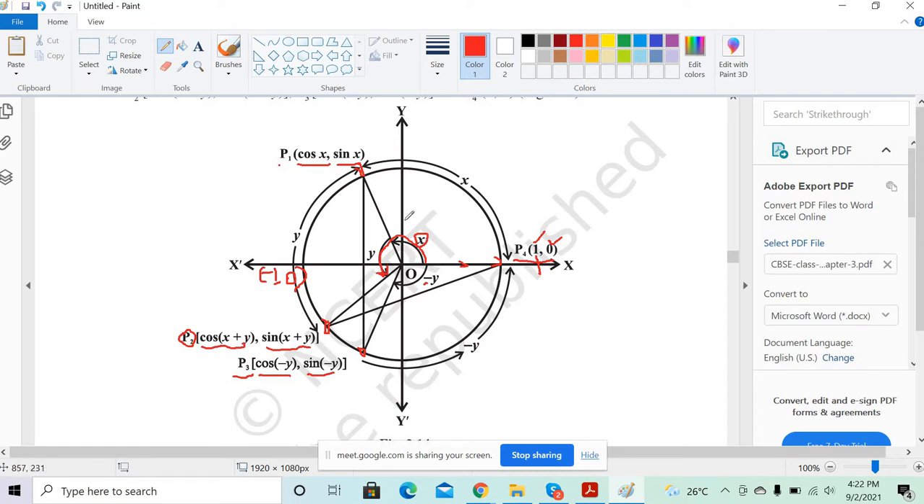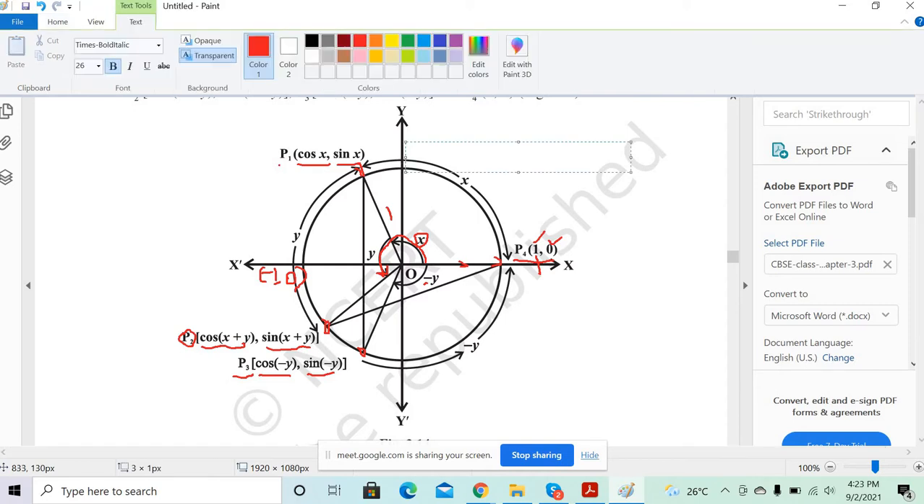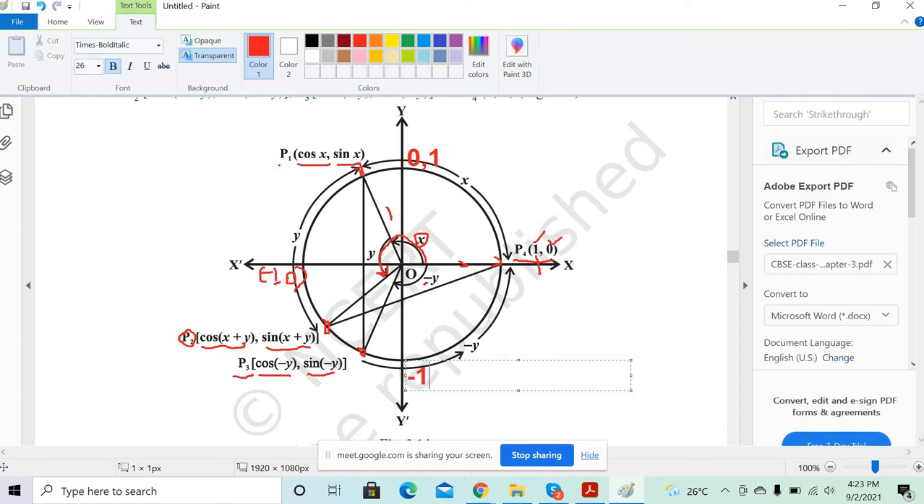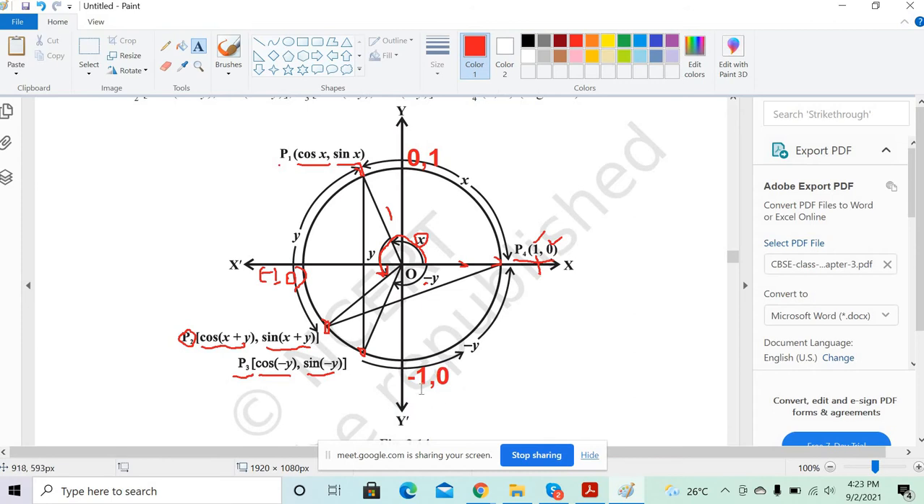Here is the unit circle. Basically the radius is 1 unit only. So this coordinate will be 0 comma 1, correct? And this coordinate will be minus 1 comma 0. It's nothing but cos and sine. The x coordinate is always the cos angle and the y coordinate is always the sine angle, right? Okay, sir. Got it.